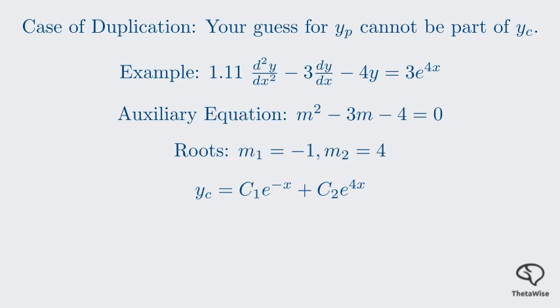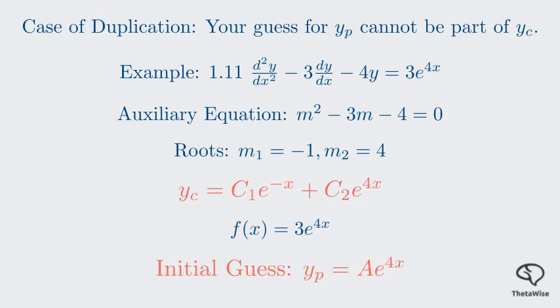Step 2. Find the particular solution, yp. Here's where the duplication comes in. The right-hand side, f of x, is 3e to the power of 4x. So, our first instinct is to guess yp equals a times e to the power of 4x. Now, we check for duplication. Is any part of our guess in yc?